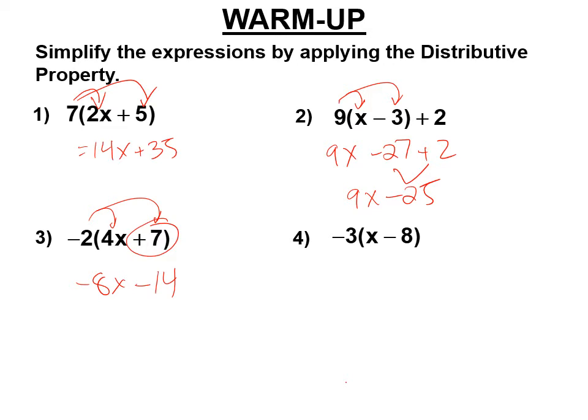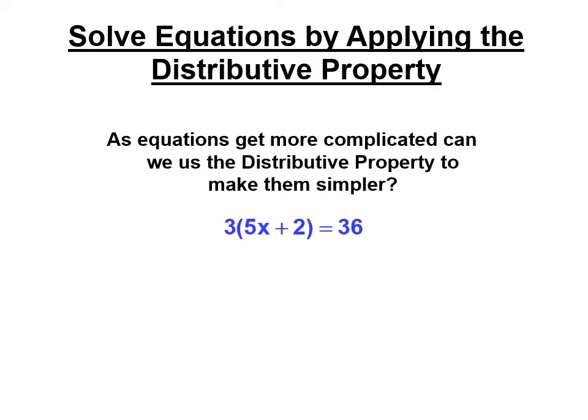Negative 2 times positive 7. Here you get negative 3x plus 24. Negative 3 times negative 8. All right, so we're going to be trying to solve this equation. We're going to try to figure out what the only number x could be.